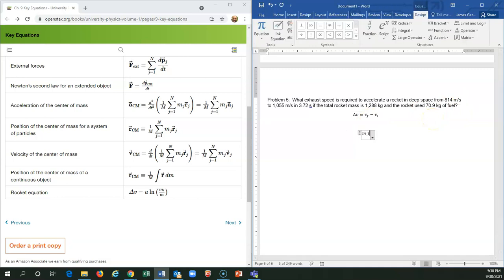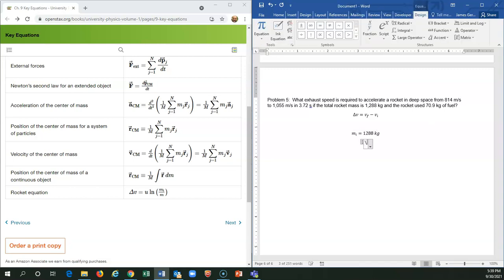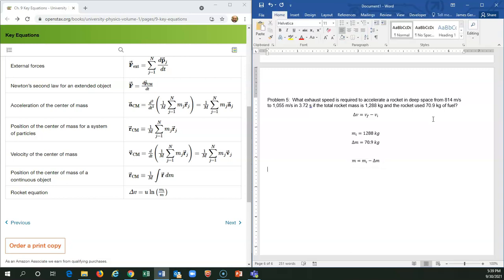We know our initial mass, that's given to us. That's our 1288 kilos. We know how much mass we lost because that's 70.9 kilos. And so our final mass is just our initial mass minus the mass we lost. And we're after U, the exhaust velocity.